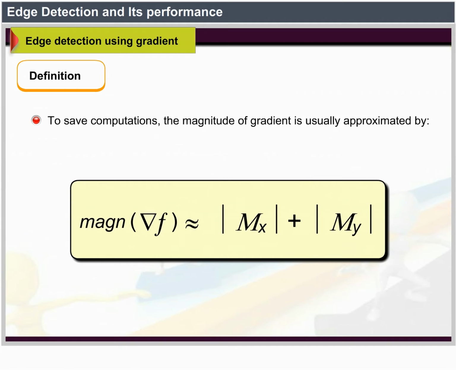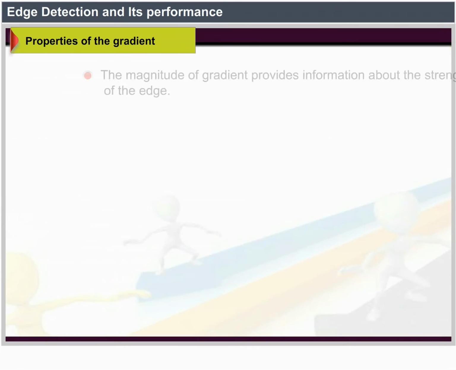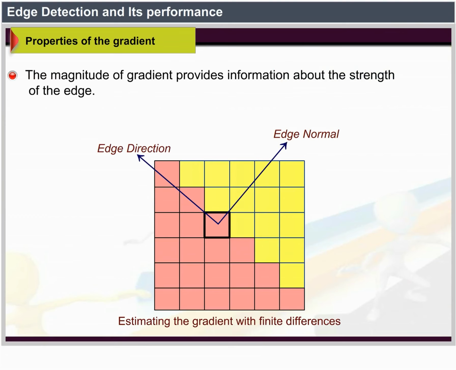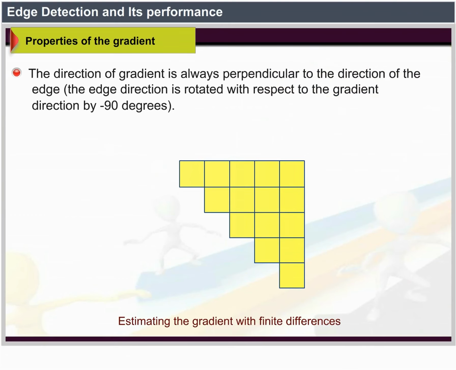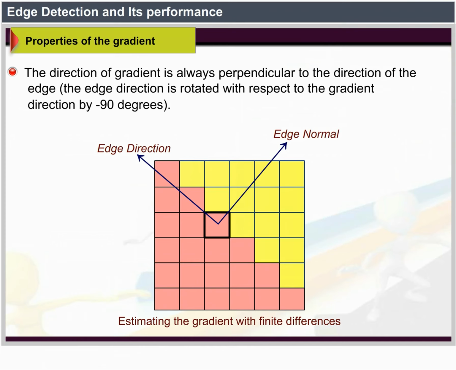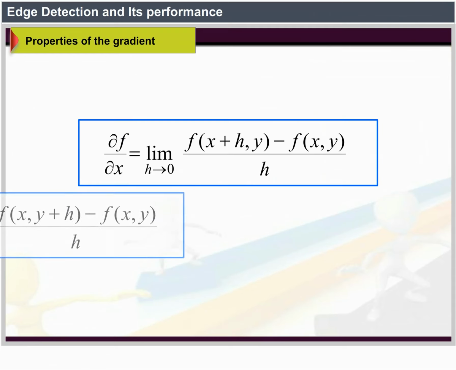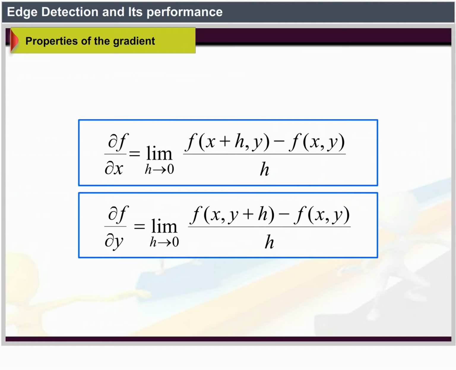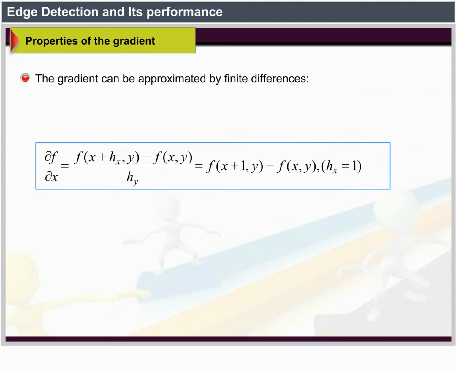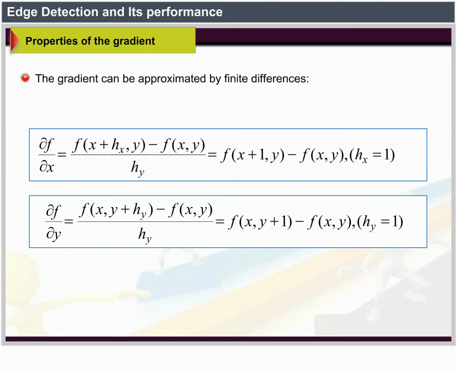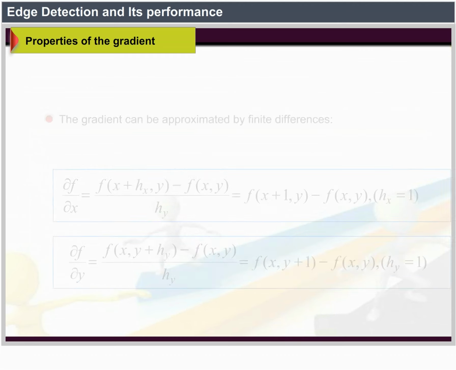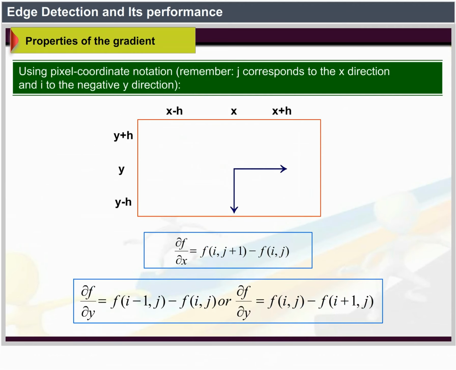Properties of the gradient. The magnitude of gradient provides information about the strength of the edge. The direction of gradient is always perpendicular to the direction of the edge. The edge direction is rotated with respect to the gradient direction by -90 degrees. Equations for estimating the gradient with finite differences can now be seen. The gradient can be approximated by finite differences. Using pixel coordinate notation, remember j corresponds to the x direction and i to the negative y direction.